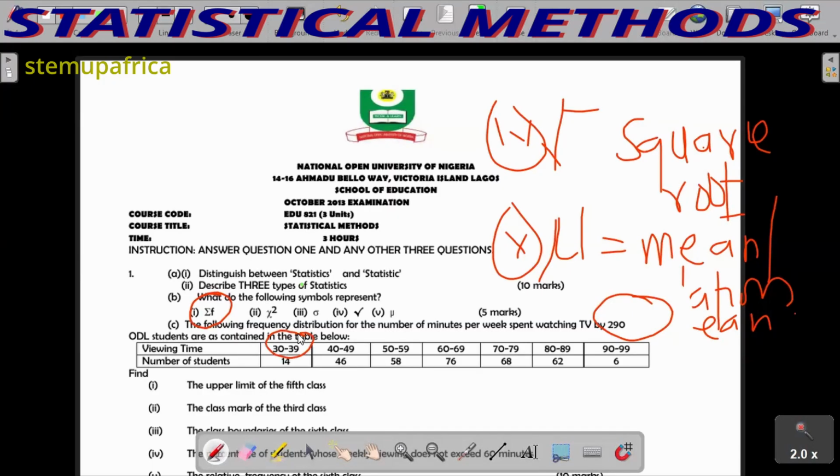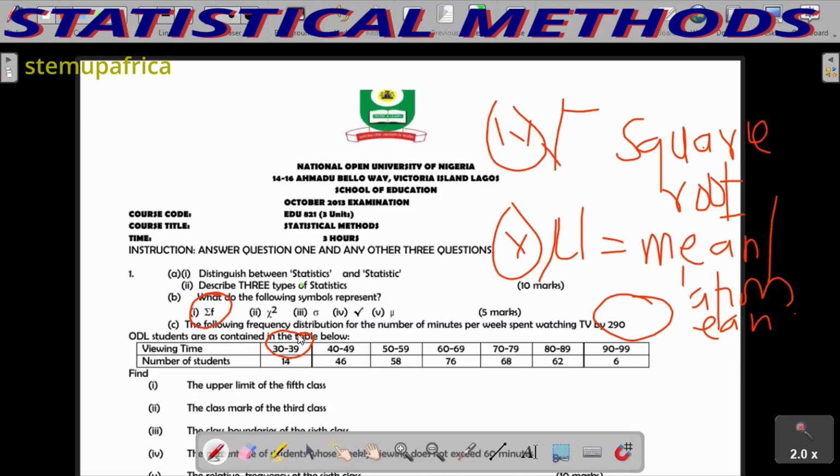The 30 to 39, 40 to 49, 50 to 59, down to 90 to 99, we call them class intervals. Meaning, people that watch between 30 minutes to 39 minutes are 14 persons. Those that watch from 40 to 49 minutes are 46 persons. 50 to 59 minutes are 58 people. 90 to 99 minutes are 6 people. Those are people that watch television throughout the week, and we will have 290 at the end of the day.